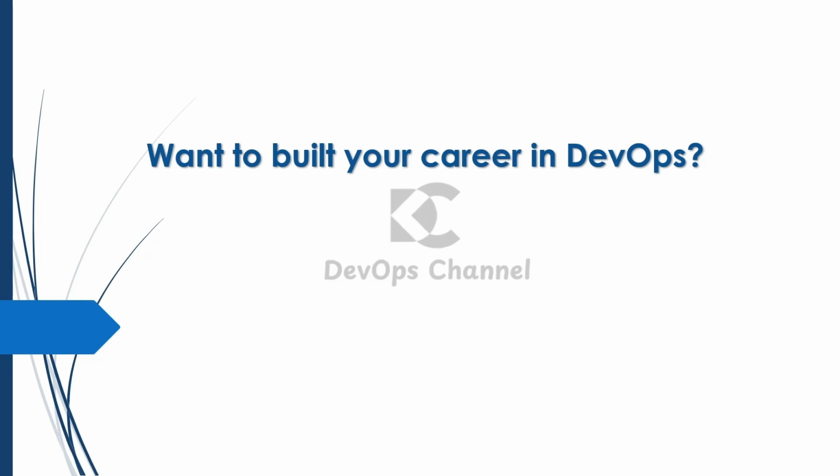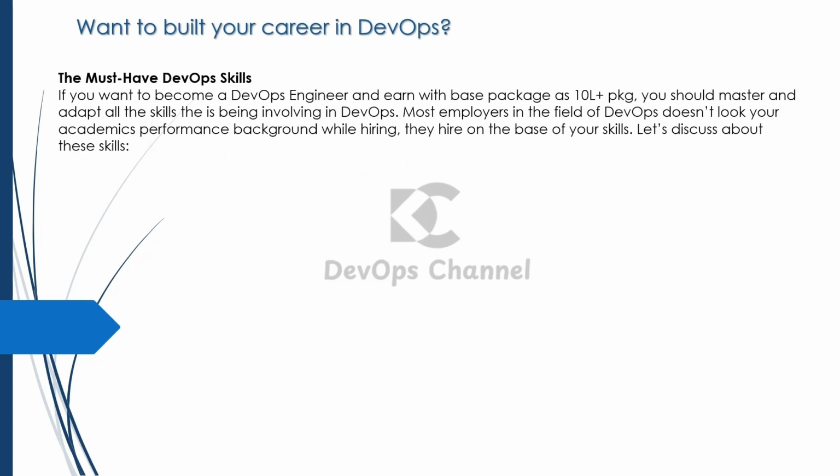Hi friends. So in the earlier lecture, you learned about the benefits and goals of DevOps, and also you have seen the real-world example of DevOps, right? So let's understand in this lecture, if you want to build your career in DevOps, what are all the requirements you should have. For becoming a DevOps engineer, I will talk about India. In India, the DevOps engineer base package starts at around 10 lakh per annum. If you want to become a DevOps engineer, you should have a bunch of tools and skill knowledge acquired. Okay, so let's discuss those skills and tools.